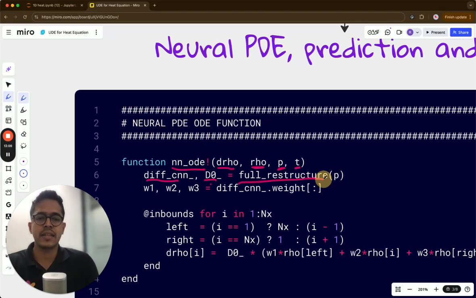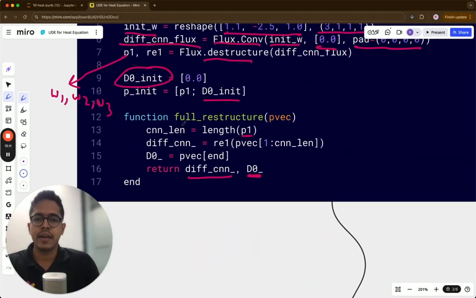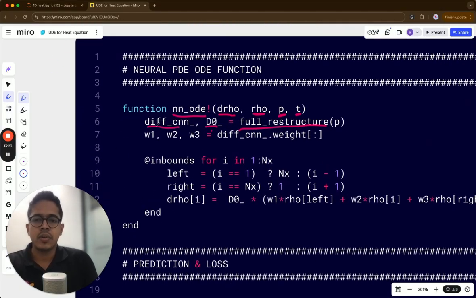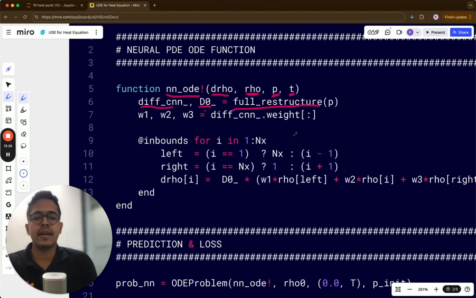So this full restructure function is over here. If we pass a p vector there, it will return us the weights of the CNN W1, W2, W3, and it will give us the d0 predicted. So that is what these three numbers are. So diffCNN will allow us to get the weights. D0 is the predicted diffusion.